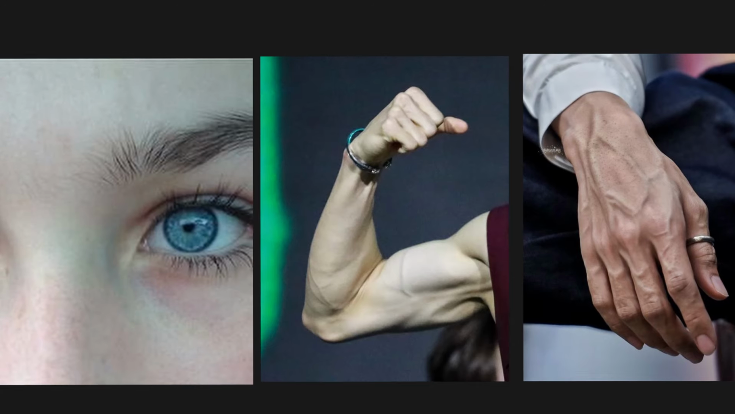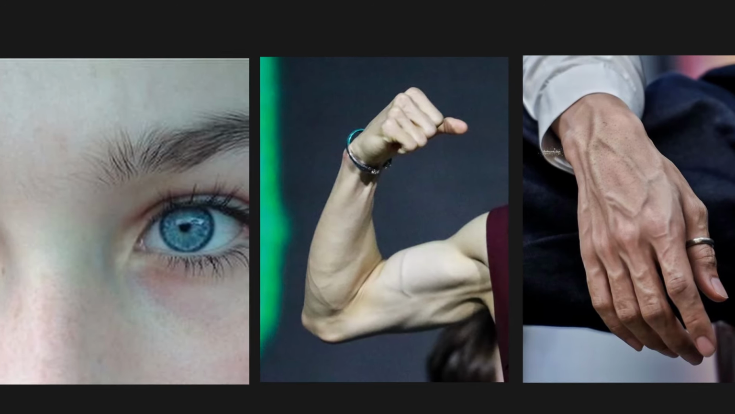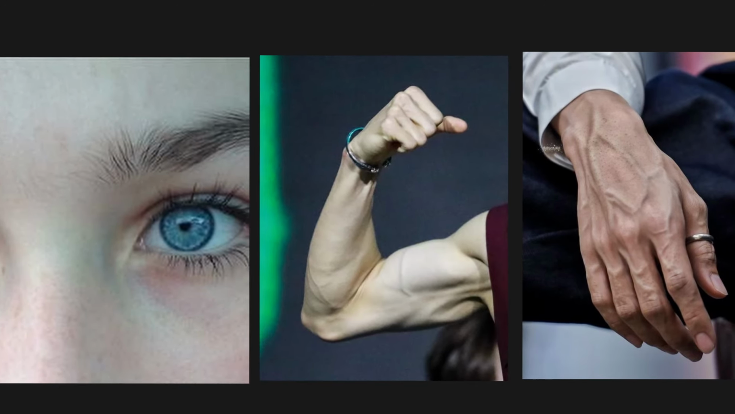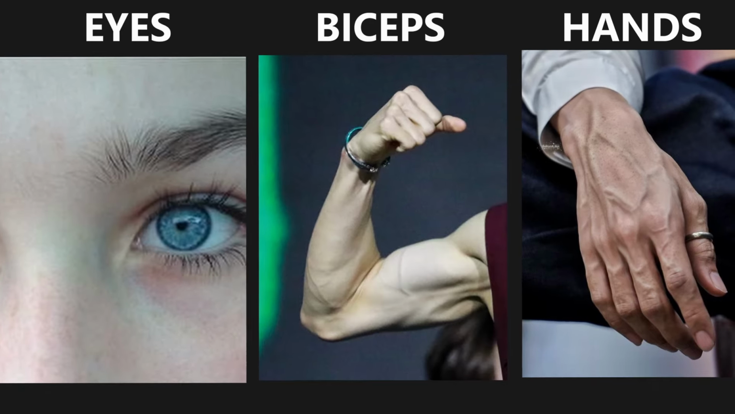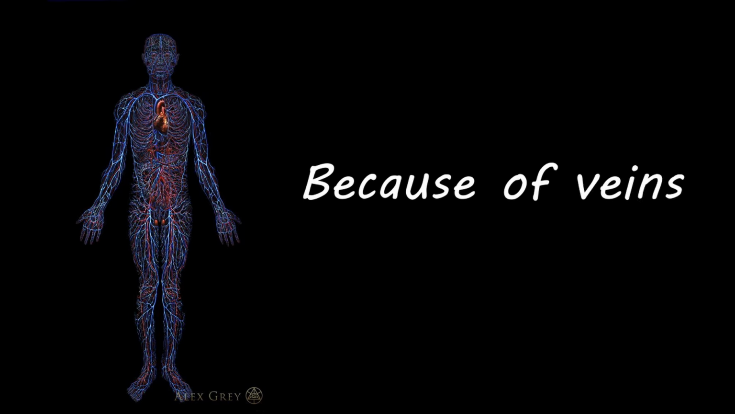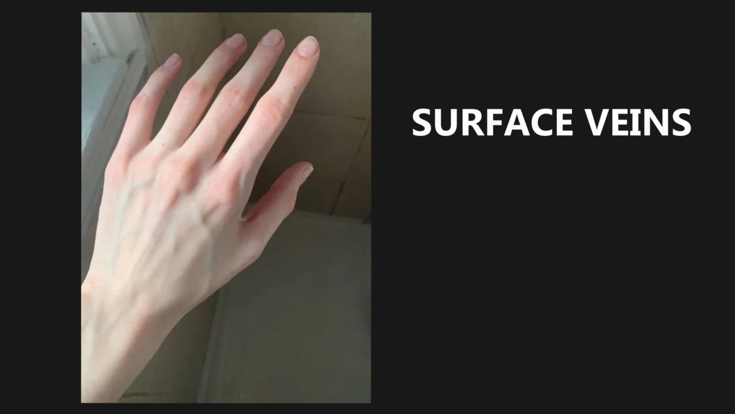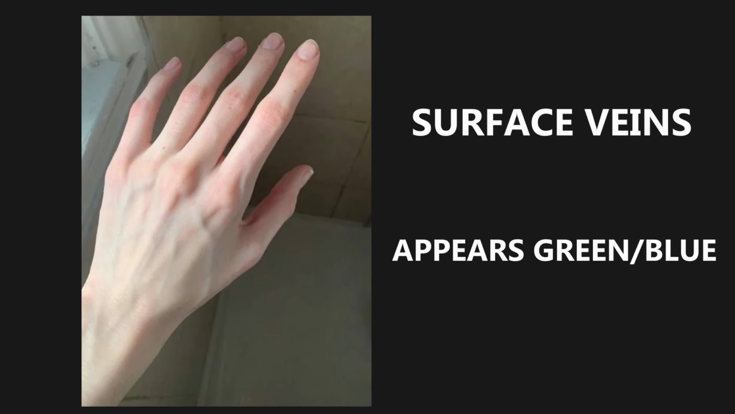There might be other areas on the body where you might notice a greenish or bluish tint, like under your eyes, or on your biceps, or on your hands. And that happens not because of hair, but because of veins. The areas on the body where veins are more on the surface might look greenish or bluish.